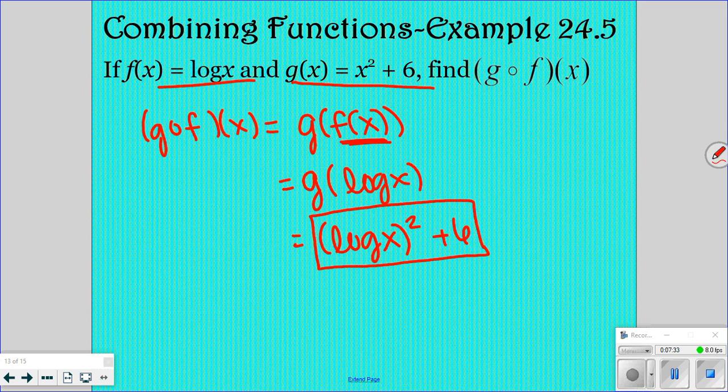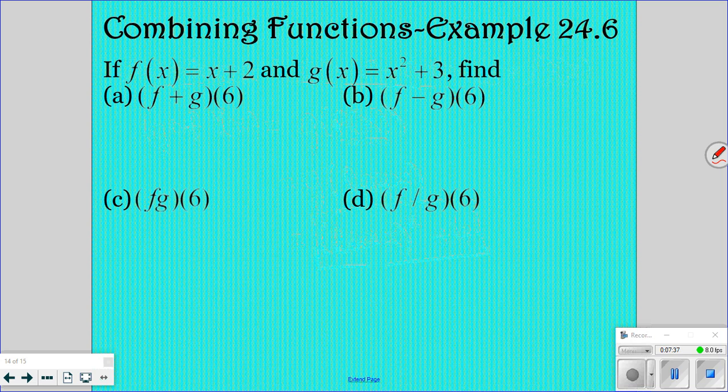Okay, we're going to look at another one where it has us adding, subtracting, multiplying, and dividing. And it says all of them are at 6. So what we want to do is find f of 6 and g of 6. And that'll make it a lot easier. So f of 6, if you plug in 6 here, you'll get 8. And if you plug in 6 here, 6 squared is 36, plus 3 is 39.